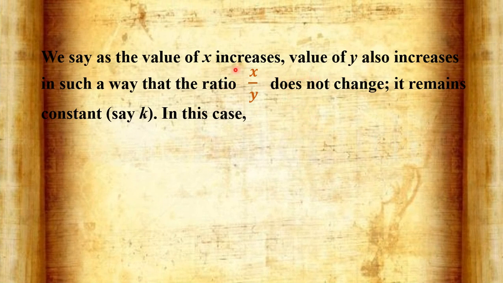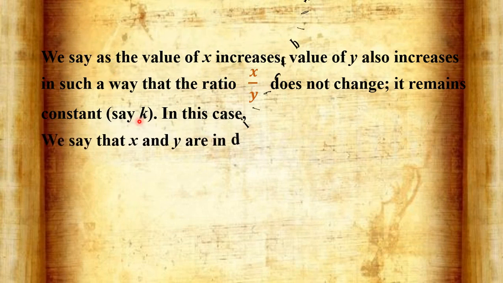So as the value of one quantity x increases, the value of the second quantity y also increases in such a way that their ratio is the same. The ratio does not change. It is constant. So let's denote this constant by k.